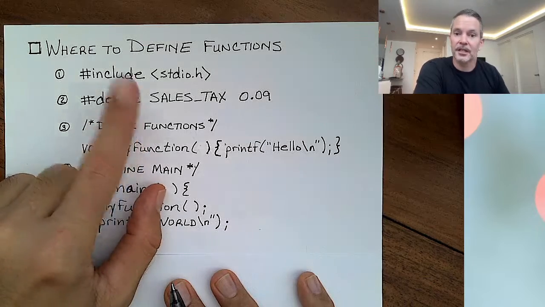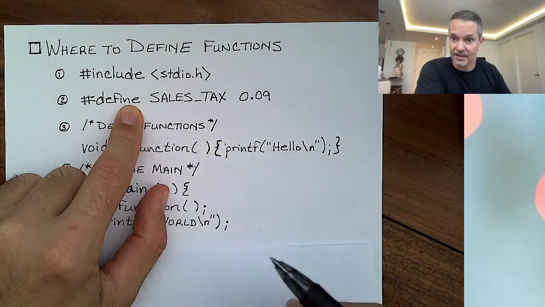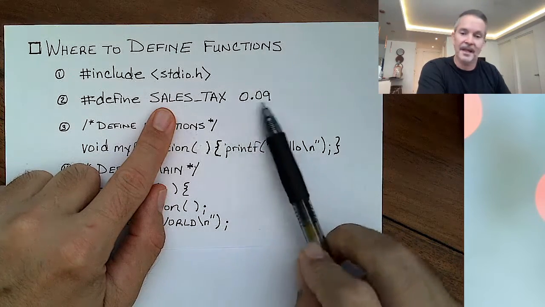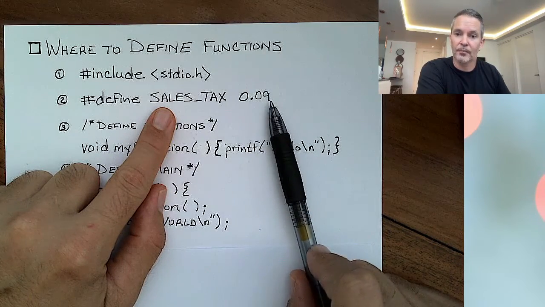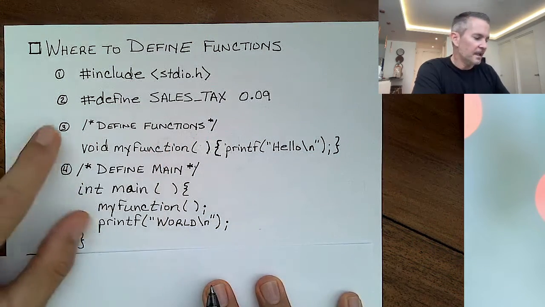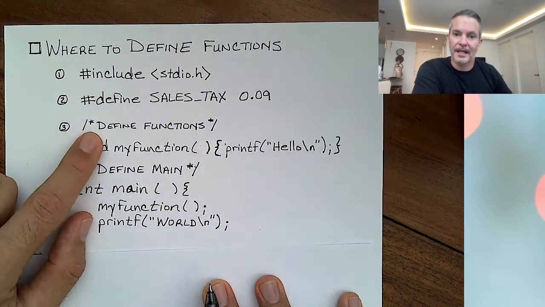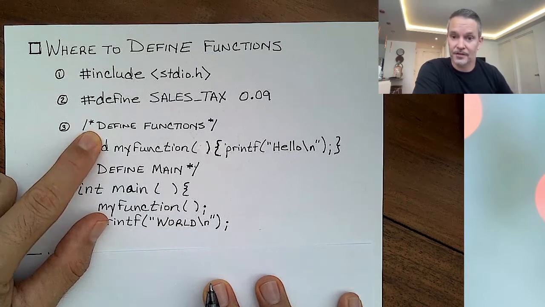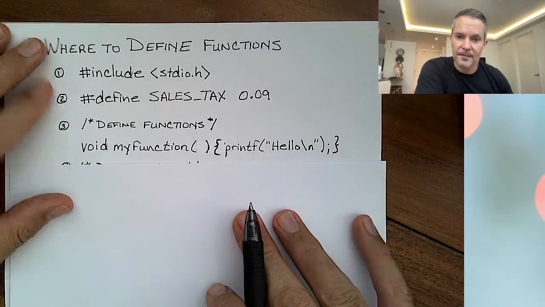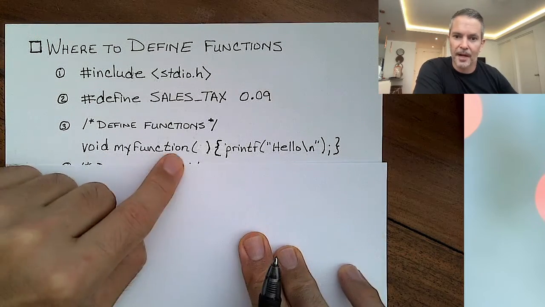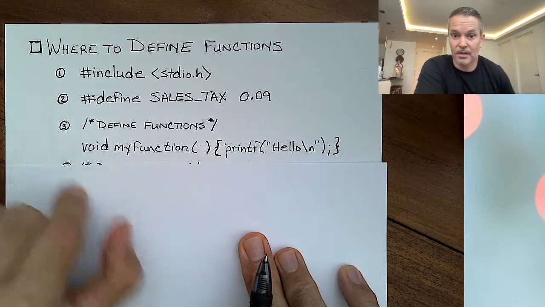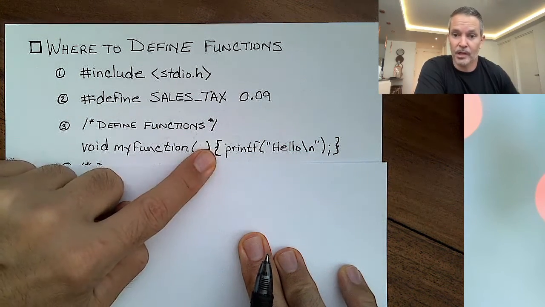Next, we optionally define constants. We talked about this in our constants video. Here I'm defining a constant called sales tax, and I'm setting it equal to the floating point number 0.09. Next in the program, I can define my functions, my user-defined functions. Take a look at this. Void my function. It doesn't take any parameters. That's perfectly legal. I'm not going to return anything, and I don't require anything.